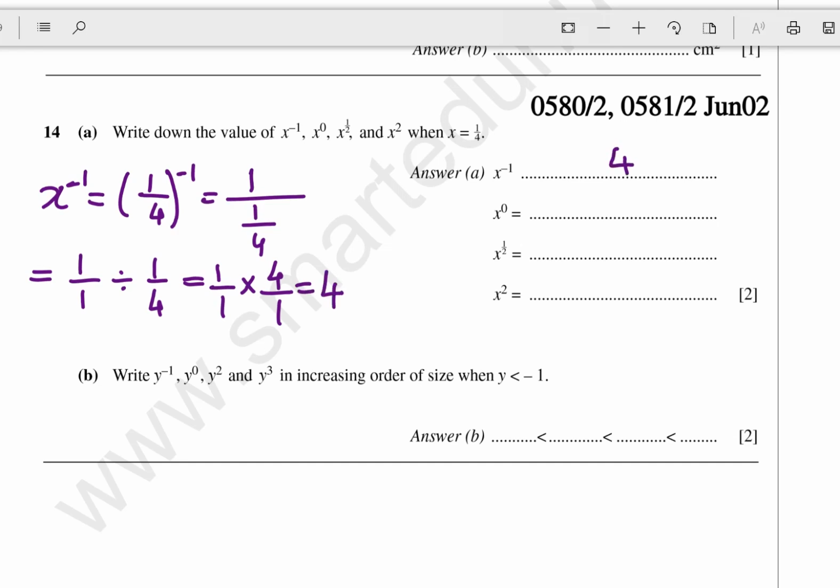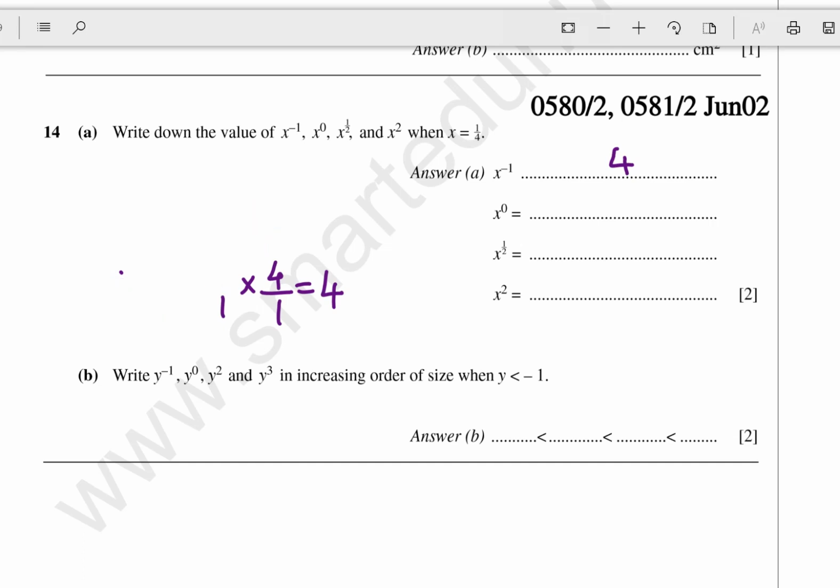Okay, now solving the next one. So the second one is x raised to 0. Now you know any number raised to 0 is 1. So even if it is 1 upon 4 raised to 0, you're finally going to get 1. So this answer is going to be obviously 1.